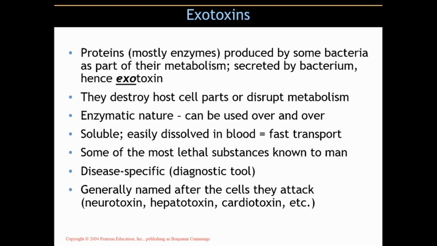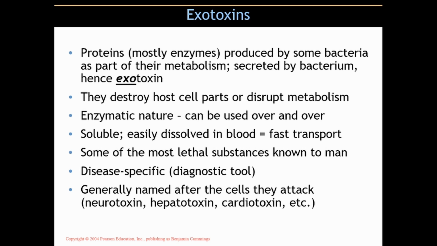And because they're enzymes, they can be used over and over and over again. And they're soluble, which means easily dissolved in blood, and they can be transported through the circulatory system and the lymphatic system quickly. Some of the most lethal substances known to man are exotoxins. So there would be, for example, the nasty family of bacteria called Clostridium botulinum, Clostridium tetani, Clostridium perfringens. Those produce highly lethal exotoxins that, if you don't seek medical treatment, are going to kill you.